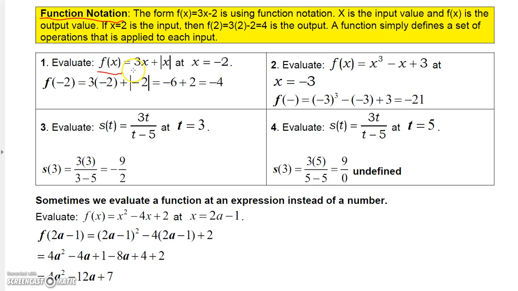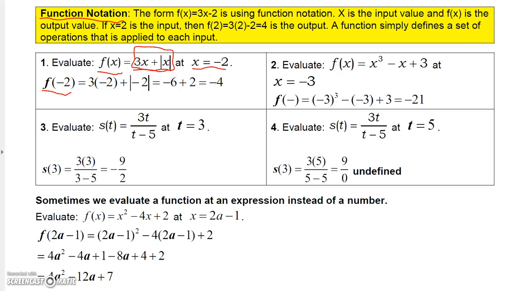So basically, you have a set of rules here that says you take 3 times x plus the absolute value of x. So whatever x is, you're going to do these rules to it. So let's say x is -2. Well, to evaluate this, you could say f of -2, and that just simply means this set of rules is going to be applied to -2 instead of x.